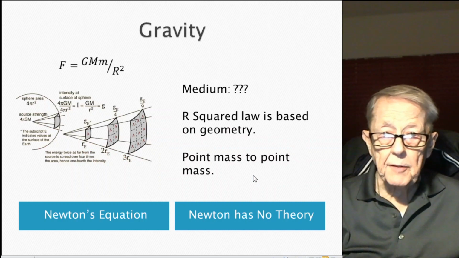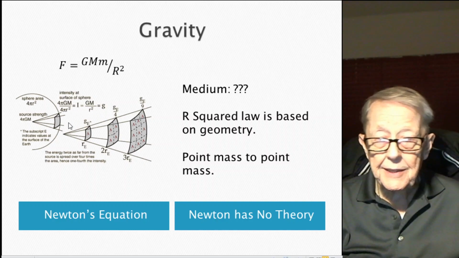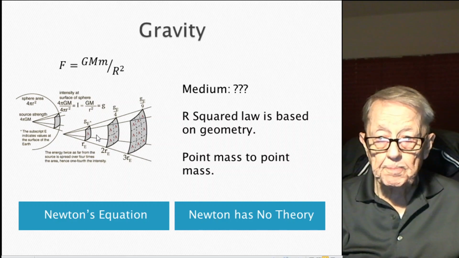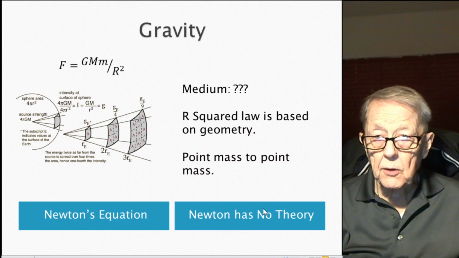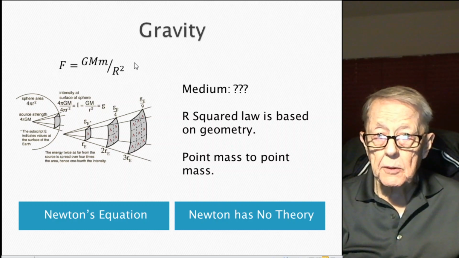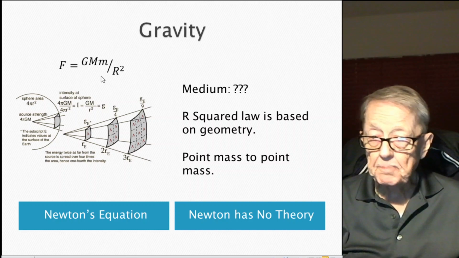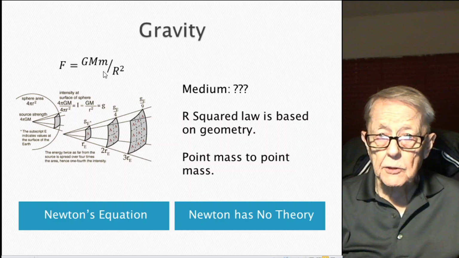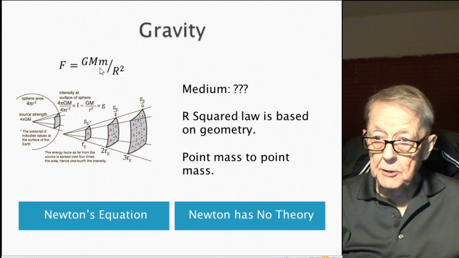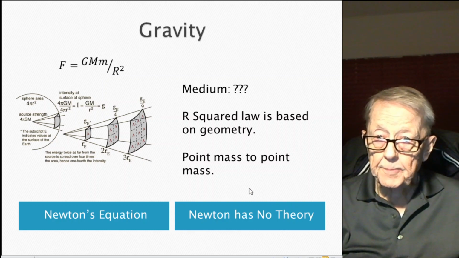Well, what about gravity? Here's Newton's equation for gravity, and this has the gravitational constant in here, and there it is again, r squared. What's the medium? Newton has no theory, no medium, but he was able to generate this. He used three other equations, which are empirical equations from Kepler and so on, and his own equation, F equals ma, to generate this. It's made from observations and measurements, no theory.